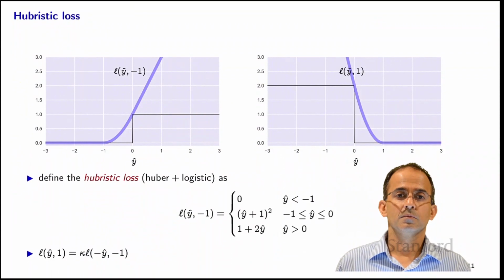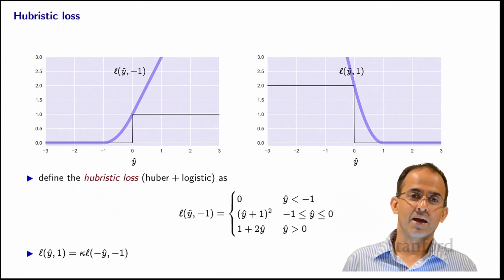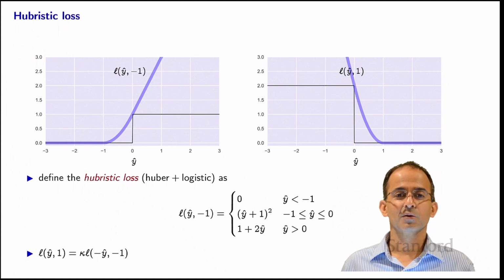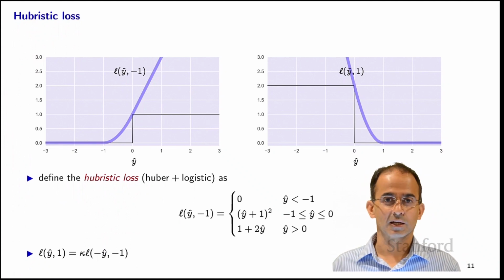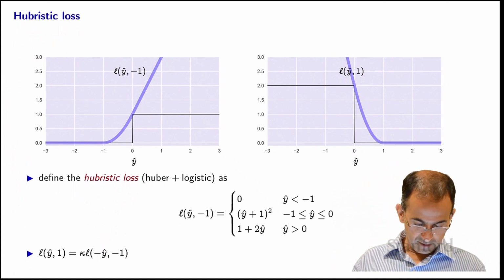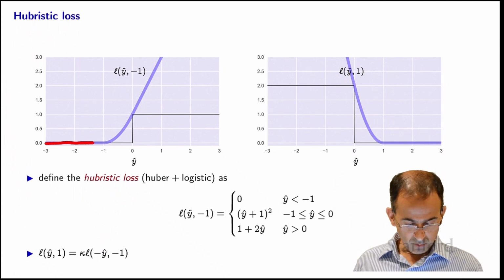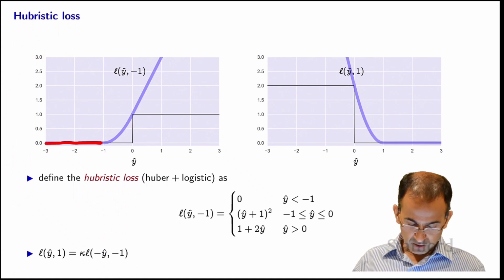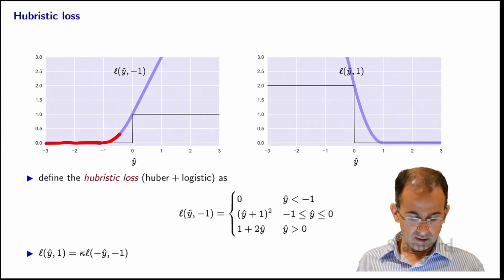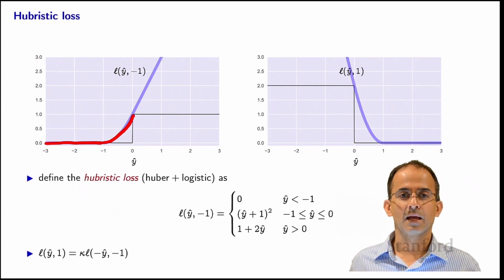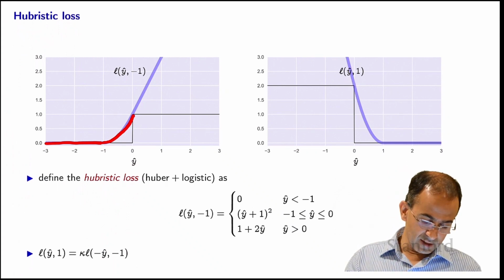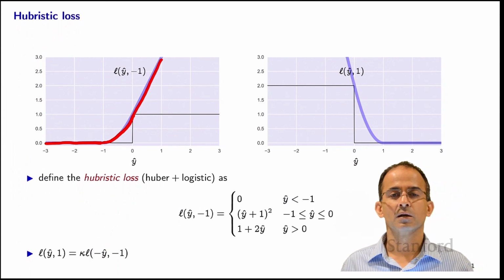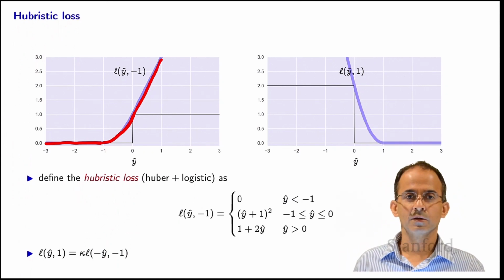And we might make up our own loss function. So here's one we made up, which we've called the hubristic loss, which is a cross between the Huber and the logistic. It is constant and 0 when y hat is less than minus 1. It grows like a quadratic here to approximate that change in value from 0 to 1. And then it continues growing linearly at the same rate in order to have a smooth derivative at the origin.